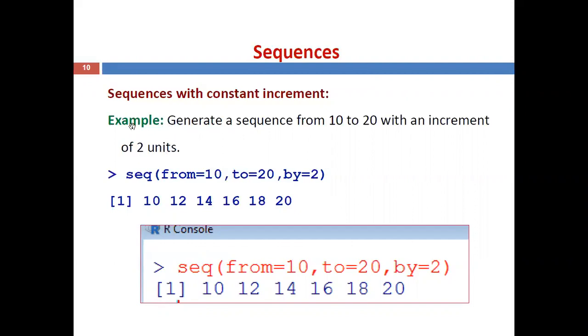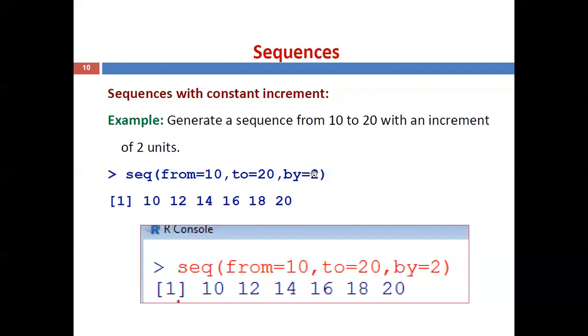In this case, we will use by. If you want anything other than plus 1 or minus 1, if you want to generate a sequence with a different constant, then you can use the by value. For example, here you can take a sequence from equal to 10 to equal to 20. Starting with 10, the sequence is generated up to 20, but with by equal to 2 given, the difference between each and every value is 2.